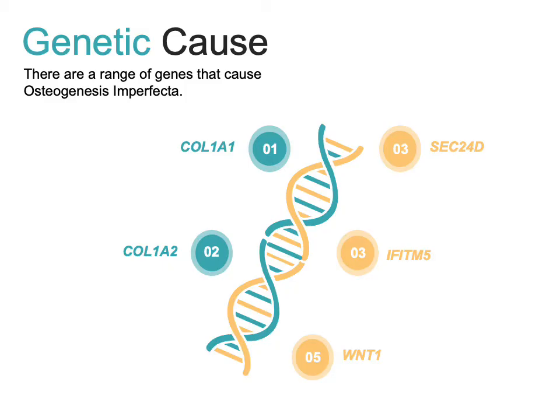Through various cases of osteogenesis imperfecta over the years, there have been nearly 20 different genes that have been found to have a mutation that results in OI. 85% of the forms of osteogenesis imperfecta, though, are actually from the mutation of the type 1 collagen genes COL1A1 and COL1A2. These two genes are what control the collagen in your body, and a mutation in these genes can cause the effects that we see in osteogenesis imperfecta. Some of these other genes include SEC24D and IFITM5.